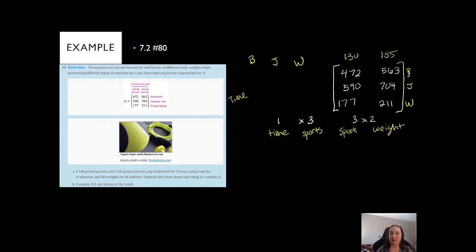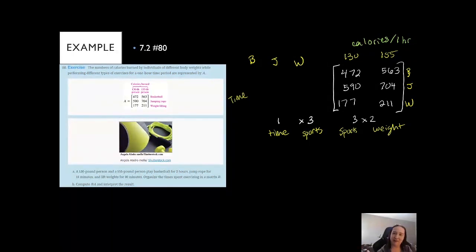So that matches. Because this is basically our calories, and this is for 1 hour. So we want to make sure all of our stuff is in hours. So I'm okay with the basketball saying it's 2 hours, but we're going to have to convert our minutes into hours, and that's going to give us decimal values.